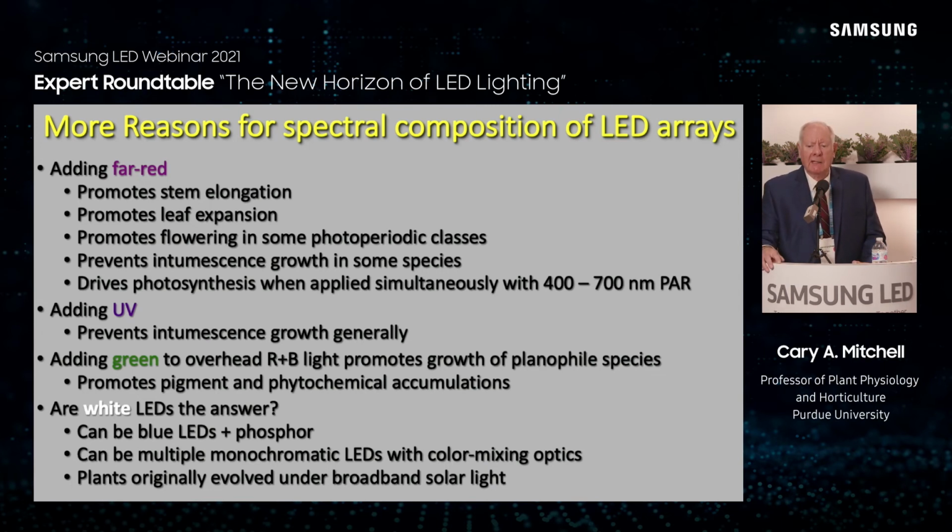UV, still looking at that. It generally prevents tumorous or intumescence growth. Green penetrates deeper into canopies. Ash showed you good slides of that. And so where you have multi-layered crops, you actually get more photosynthesis by having some of that green. But the white LEDs have all of these things together. And plants did evolve under broadband solar light. So they already have the genes and the gene products and the mechanisms for responding to full spectrum light.